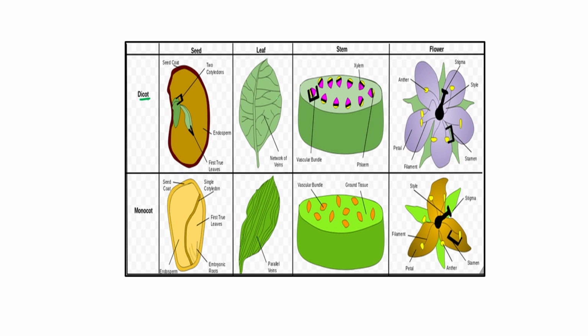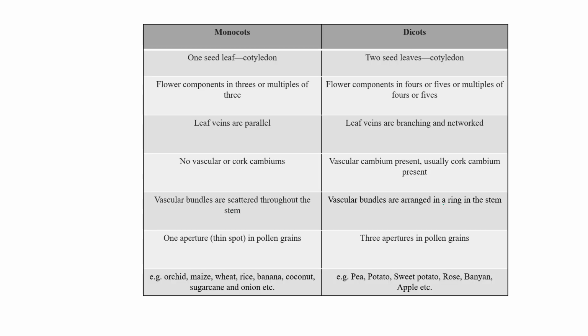Dicotyledon have two cotyledons in their seeds, monocotyledon single. Their venation type is reticulate here, parallel here, right? In the stem, if we compare vascular bundles, they are scattered in monocot. These are in a ring form in dicot, and they also contain cork cambium, right? Flower petals 5 or multiples of 5 in dicot, in monocot 3 or multiples of 3. So these are some basic differences between dicot and monocot types of angiosperm.